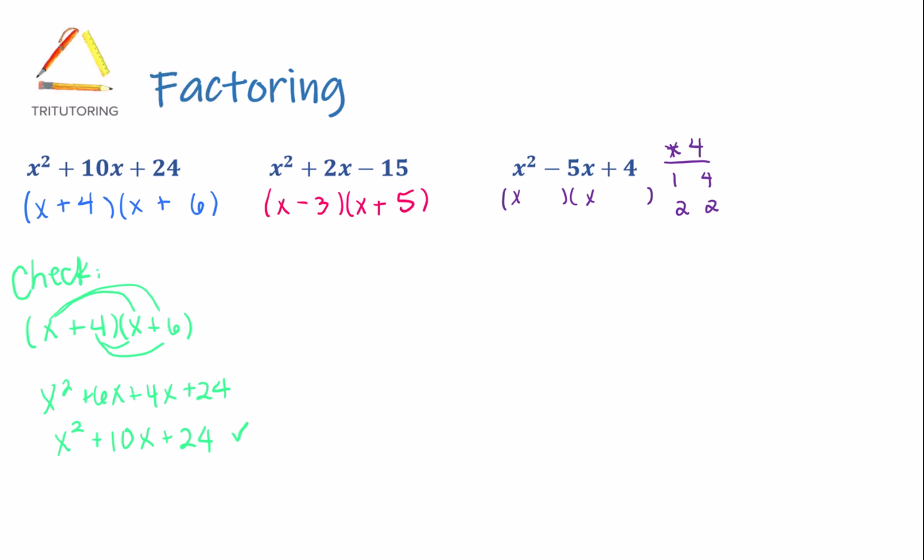Well, neither of these combinations make negative 5, but I do notice 1 and 4 make 5. If I make them both negative, then I would get a negative 5 there. And negative 1 times negative 4 does make a positive 4. So my factors are actually negative 1 and negative 4. You can use two negatives to multiply to make a positive.